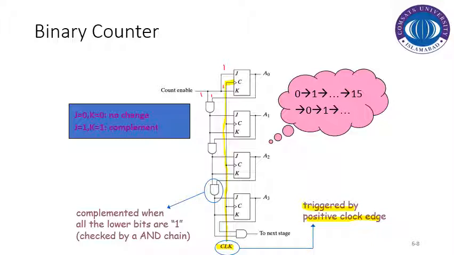Then we saw a binary counter. That is a synchronous counter because it is synchronized with the positive edge of the clock. We saw in the diagram a mechanism of how this count sequence is generated with the help of JK flip-flops and some additional AND gates, and we achieved this functionality. This counter has the capability to count from 0 to 15, and after 15 the count sequence is repeated.